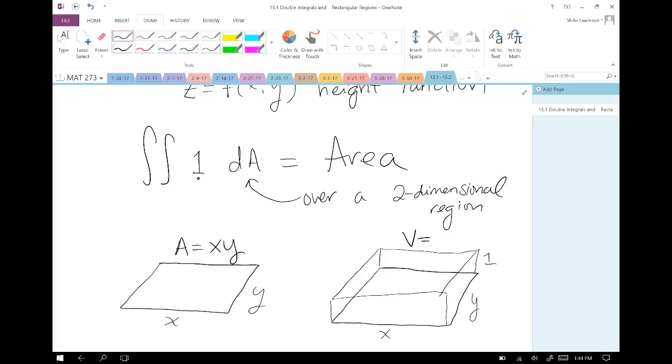How do you do volume of a box? X times y times z. Our z here specifically is 1. So what's x times y times 1? X times y again. So even though a double integral can give you a volume, if you use an integrand of 1, it's really just going to spit you back the area. An integrand of 1 is just going to spit you back the area of that two-dimensional region.